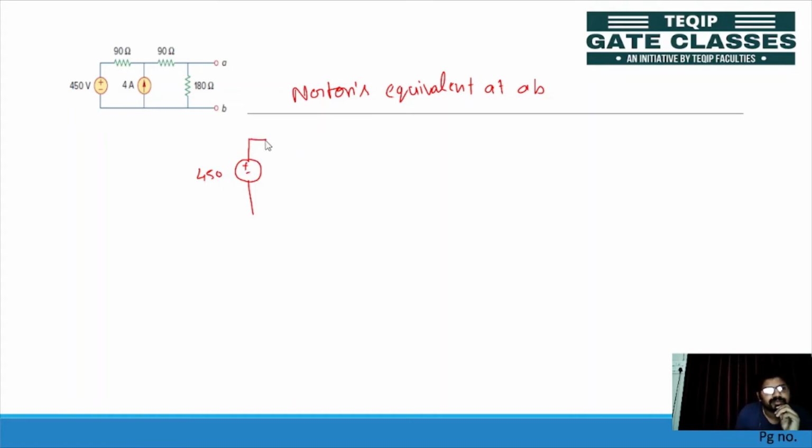The same circuit we have taken. We can apply every theorem, every analysis in every circuit. Okay, so it will cross check your answer. A slight difference is there. This was 60 ohm that time.